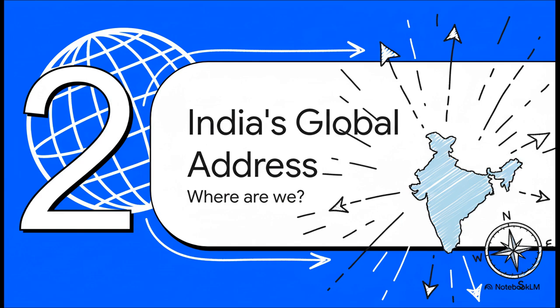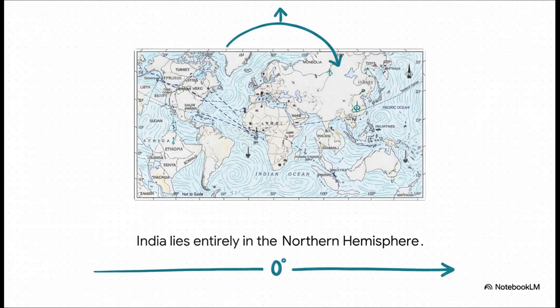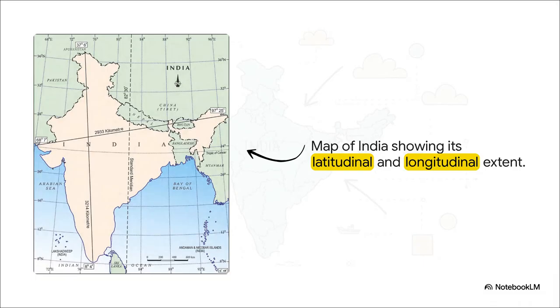This is where it gets really interesting. As you can see clearly on this map, the equator, which is that 0-degree latitude, passes below India. What does this mean? It means our country is located completely, 100% in the northern hemisphere. Let's zoom in a bit. Now this map is really important because it shows us the exact coordinates of our mainland. Let's break down what these numbers actually mean.